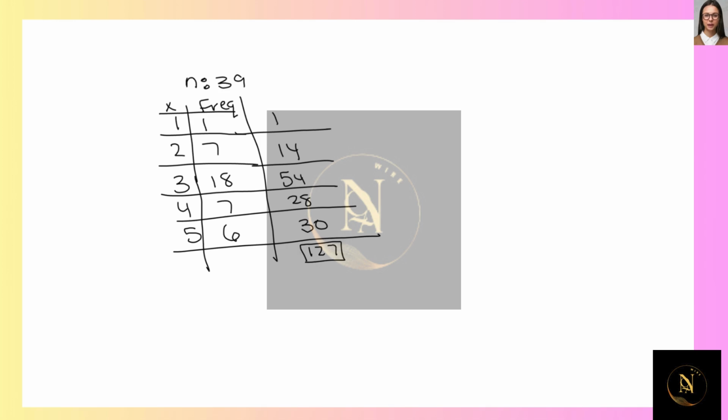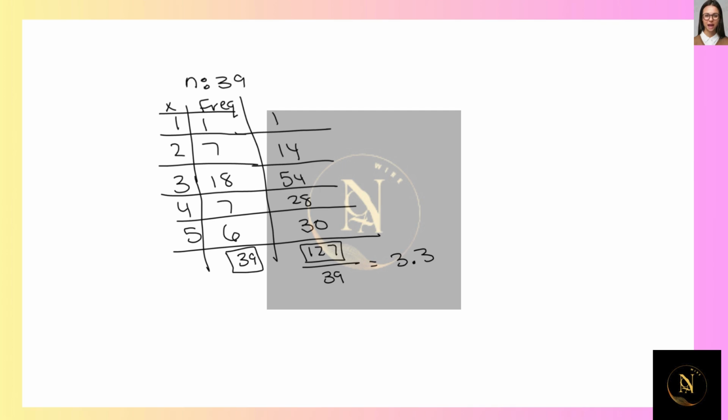And then I'm going to total up the frequency. 1 plus 7 plus 18 plus 7 plus 6, and that's 39. So then I'm going to divide 127 by 39, and so that is 3.3.